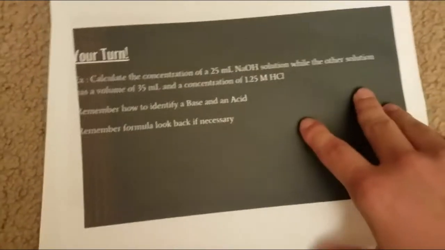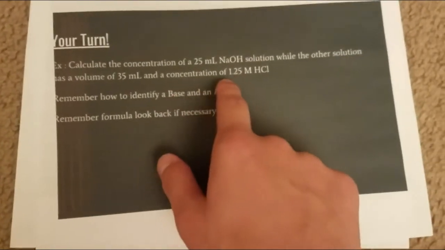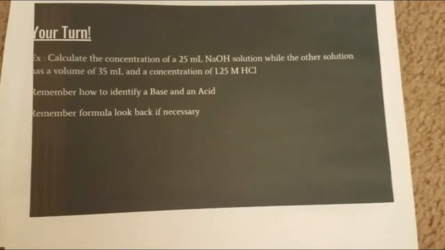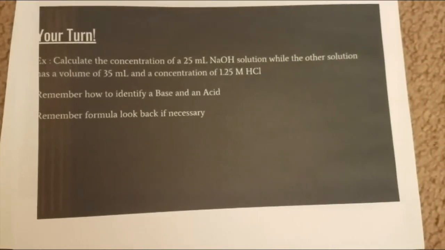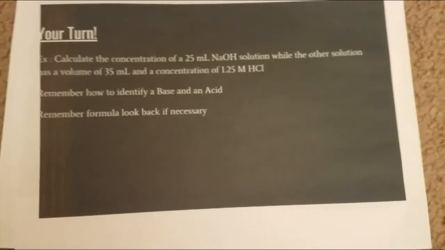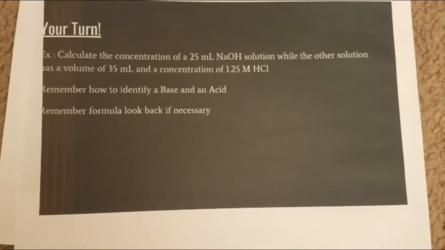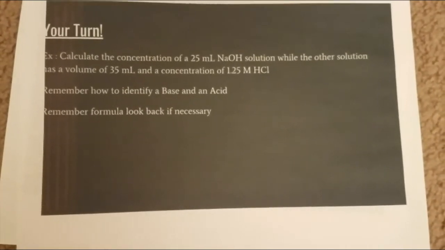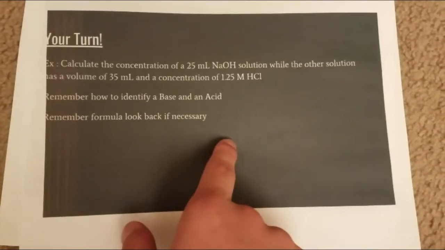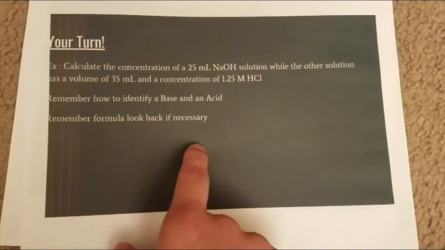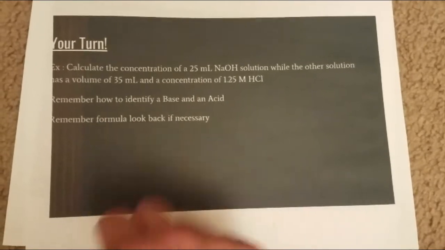So now it's your turn to calculate the concentration of a 25 milliliter NaOH solution while the other solution has a volume of 35 milliliters and a concentration of 1.25 HCl. Remember how to identify a base and acid, and also remember to look back to the formula if necessary.